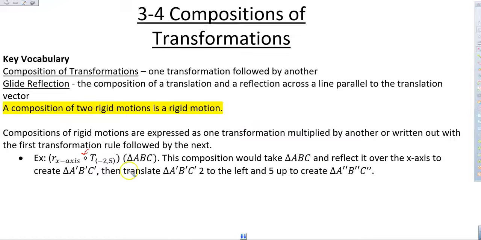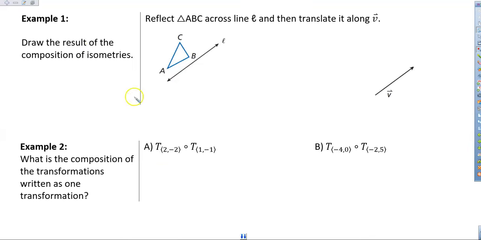The next thing is when we do multiple transformations, we can do multiple primes. So if I look at this transformation and if I reflect first, when I reflect, that's going to be over A prime, B prime, C prime. And then when I translate, my final image will be double prime. All right, so let's take a look at what that looks like.